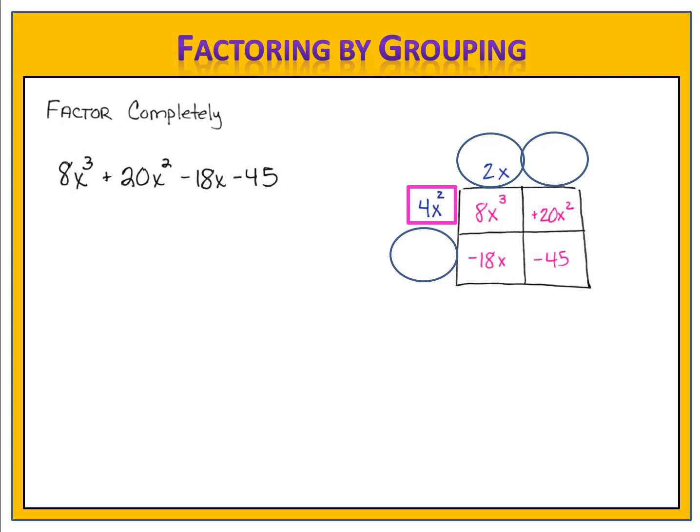Next, we have 4x squared times some number equals 20x squared. 4x squared times what equals 20x squared? 5. So we put plus 5 in the second position. Now we go down to the second row. Some number times 2x equals negative 18x. What times 2x equals negative 18x? Negative 9. So we write a negative 9 in the position on the left-hand side.